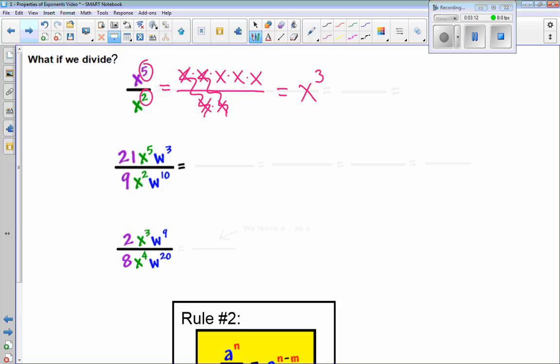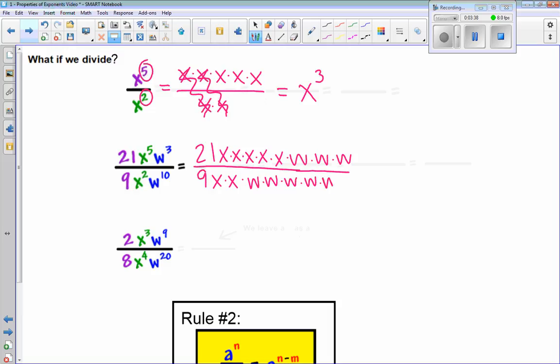Now if you're clever, you might see a pattern here. All that we did was we took the 5 and we subtracted the 2. So we had x to the third. Let's try that one more time. So here we have 21, x times x times x times x times x, with 3 w's, over 9 times x times x, with 10 w's.